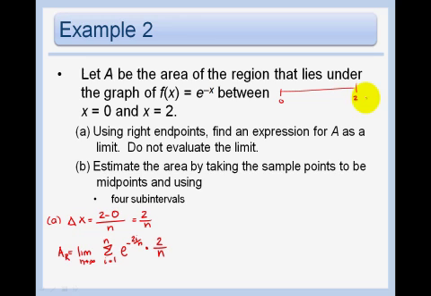So then part B, estimate the area by taking the sample points to be midpoints and using 4 sub-intervals. So now let me draw on this one. So I need to split this into 4 different things, right? Now I have something more concrete. I've got to split this into 4 different things. So the width is going to be 1/2.